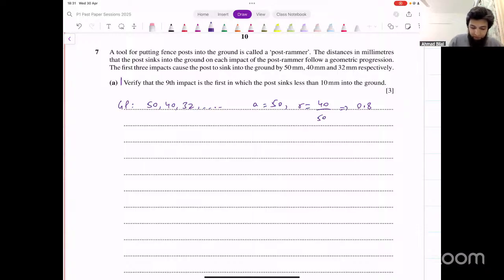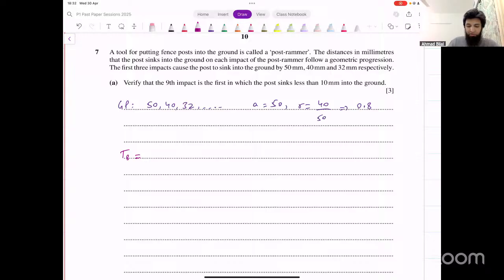Now we need to verify. They don't want you to find something. They want you to verify. So they've given the answer already. You just need to verify that the 9th impact is the first in which the post sinks less than 10 millimeters into the ground. Now you can see it's not less than 10 millimeters yet. If the 9th has to be the first one that sinks less than 10 millimeters, what that means is the one before that should be greater than 10. So we can show something like this. Let's find the 8th term of the sequence and see what that turns out to be.